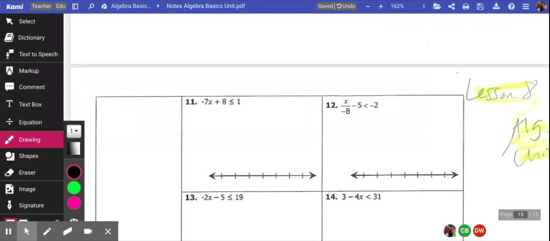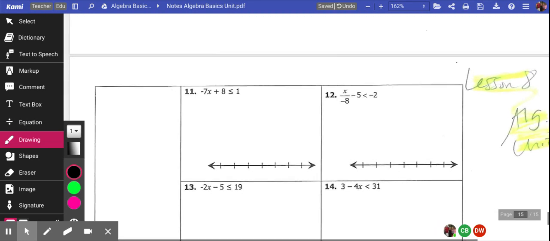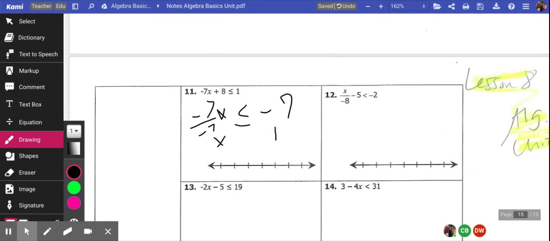So on to the back, I was looking on the wrong page. Okay, on the back, number 11. Here would be an example where we'd have to switch the sign. So we have -7x is greater than or equal to -7. And now we're going to divide by -7. So we have X is 1, and we have to flip this sign because we divided by a negative. Then you find the 1, color it in, and go that way. So you go ahead and do the rest of these and then check your answers.